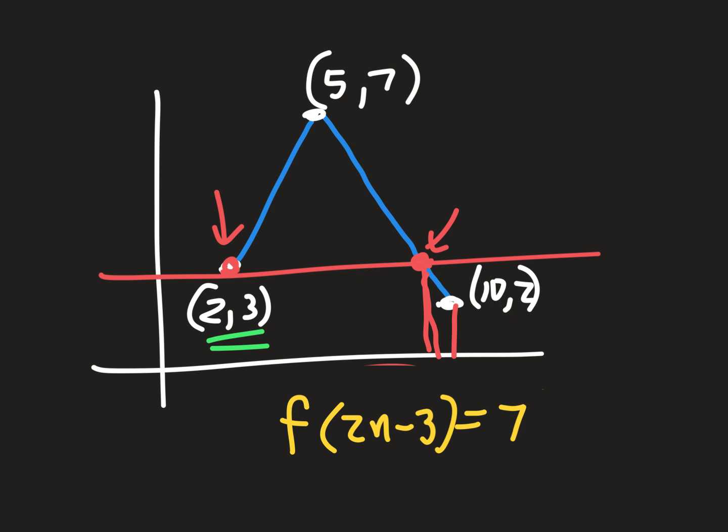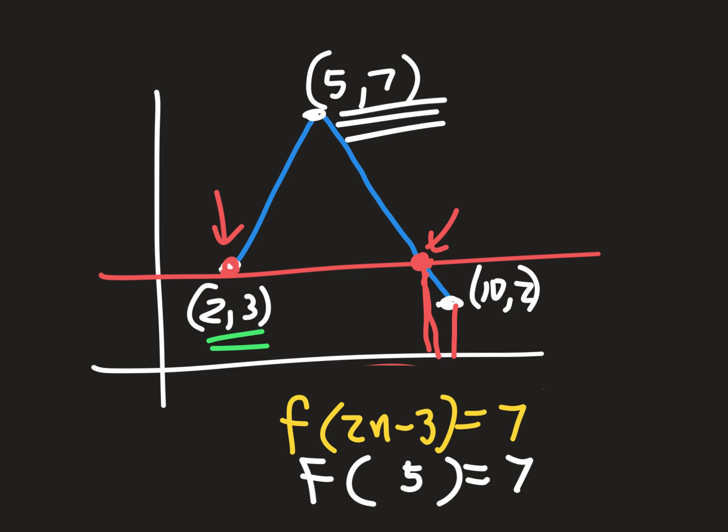All right. I heard at least one kid explaining it right. F of 5 is 7. Look, that's just a fact. I got it from right here, and I just wrote it underneath. Do you get why I picked that one? Because they both end with 7. They both say equals 7. And if f of 5 is 7, and if f of 2n minus 3 is 7, then this part must equal this part. So 2n minus 3 has got to equal 5.